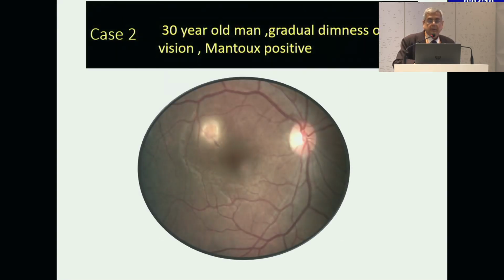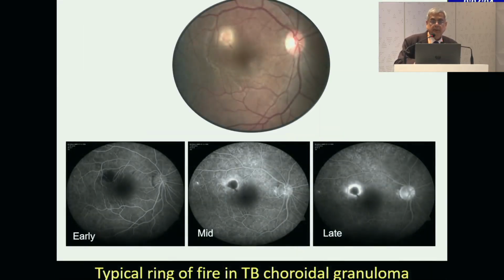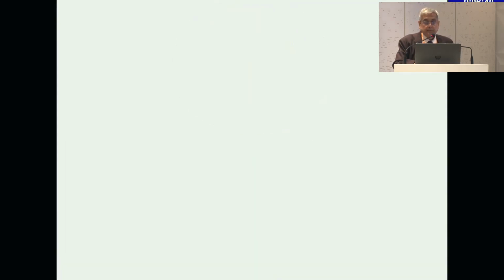This is a 30-year-old man, gradual dimness of vision, Mantoux positive, and a choroidal lesion is seen there. In the initial fluorescein angiogram there is hypofluorescence, but in the mid and late phase you see a halo of hyperfluorescence, which is the typical ring of fire in TB choroidal granuloma. So morphologic appearance and the fluorescein angiogram appearance will help you come to a diagnosis.